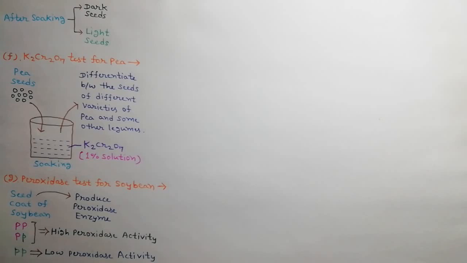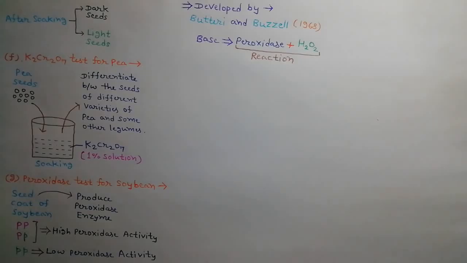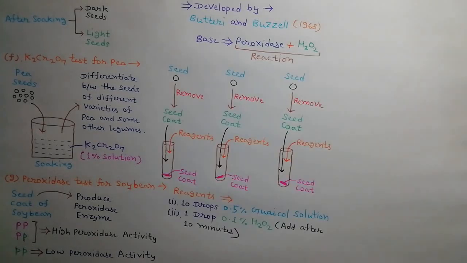Presence of peroxidase enzyme in seed coat of soybean is genetically controlled and is governed by one gene. When dominant gene is present, peroxidase activity is high, but it is low when homozygous recessive allele is present. Botteri and Buzzell in 1968 developed a test to verify the varieties of soybean on the basis of the reaction of peroxidase with the hydrogen peroxide.